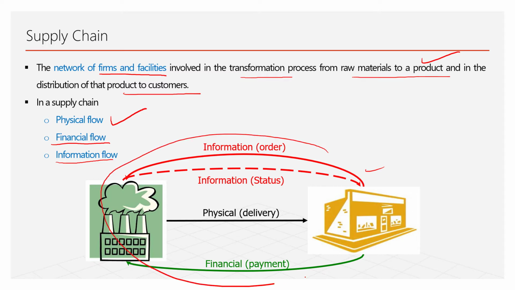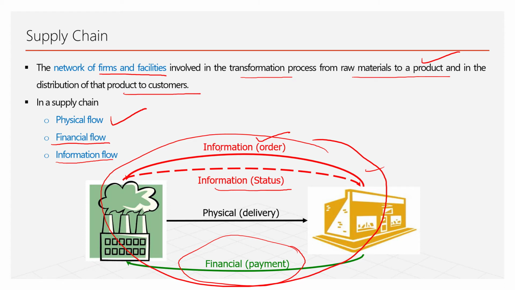So as you can see from this particular diagram, the flow of information is moving both ways. Generally, of course, the information comes from the customer towards the manufacturer in terms of orders, and from the manufacturer to the customer in terms of the status of the order. And then the physical flow is basically indicating the flow of the product from the manufacturer or supplier towards the customer. And of course, then there is a financial payment flow. So we have to manage these three flows.